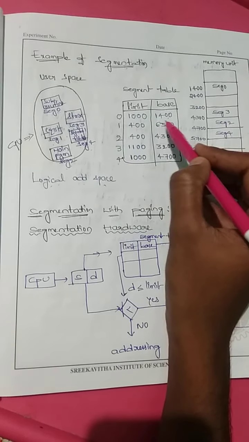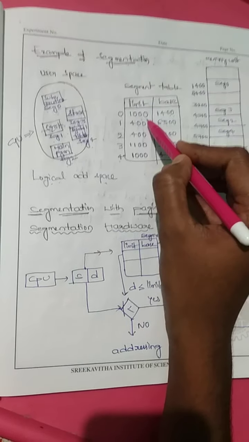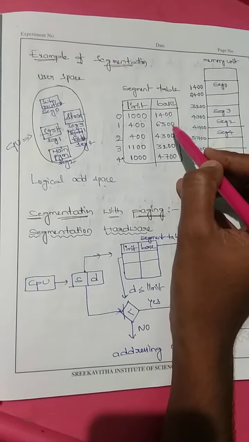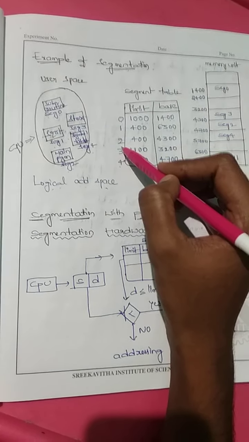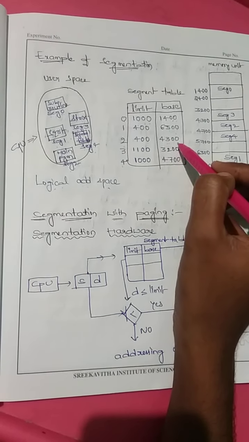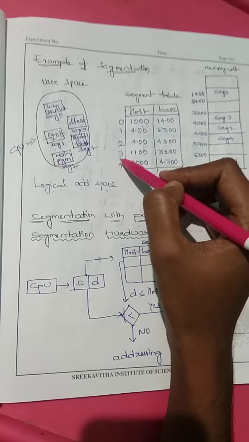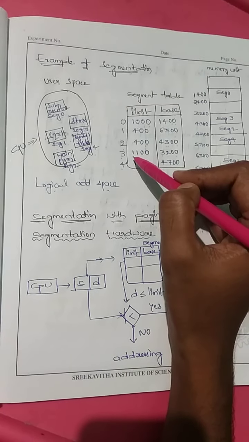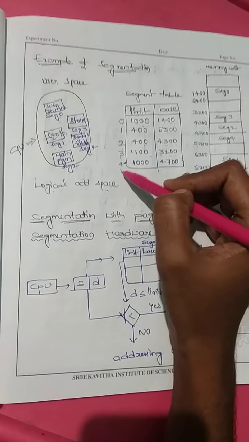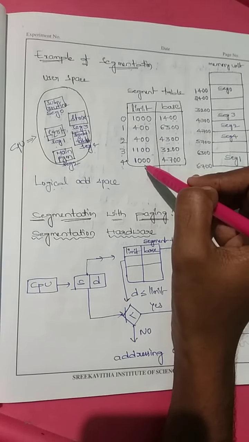Segment 0 base address is 1400 and length is 1000. Segment 1 base address is 6300 and limit is 400. Segment 2, the base address is 4300 and limit is 400. In the same way, segment 3, the base address is 3200 and limit is 1100. Segment 4, the base address is 4700 and limit is 1000.